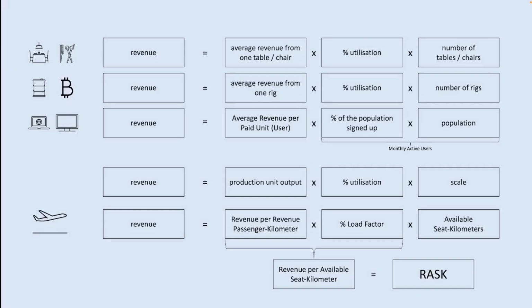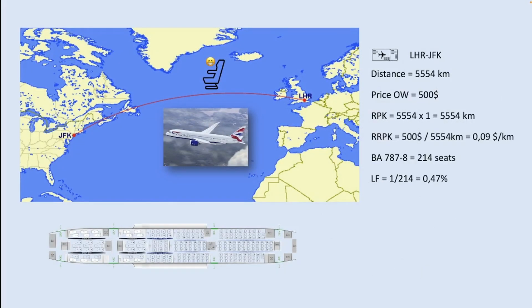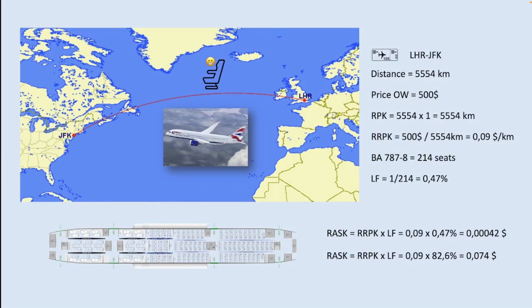Let's finish up with the example. Now we can see how much RASK we can generate with this particular case. The 9 cents that we got from this example, combined with a load factor of below 0.5%, equals 0.04 of a cent. That's a very poor result. Only after using a load factor that is an average for an airline in 2019, we can come up with around 7 cents of RASK. And this is more of an acceptable result for an airline.